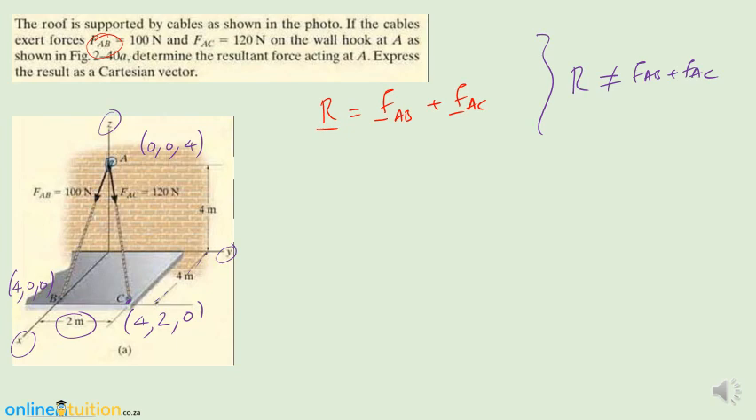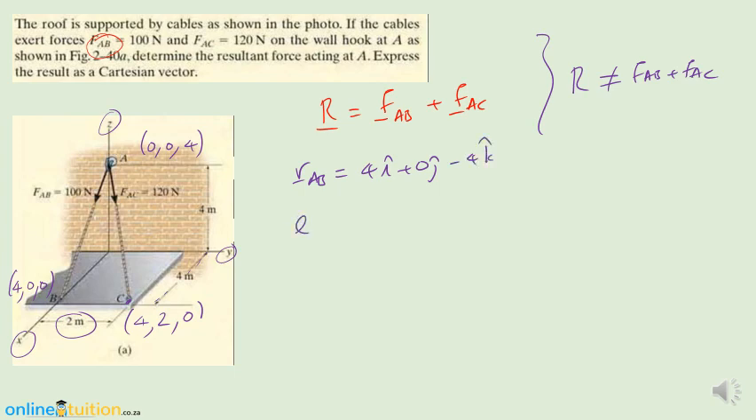So if I want the force FAB, I need to find the position vector RAB. So remember, it's the coordinates of B minus the coordinates of A. And at this point, you should be able to do that. So it's 4 minus 0, which is 4i, 0 minus 0, I'll write this as 0j, and 0 minus 4 is minus 4k.